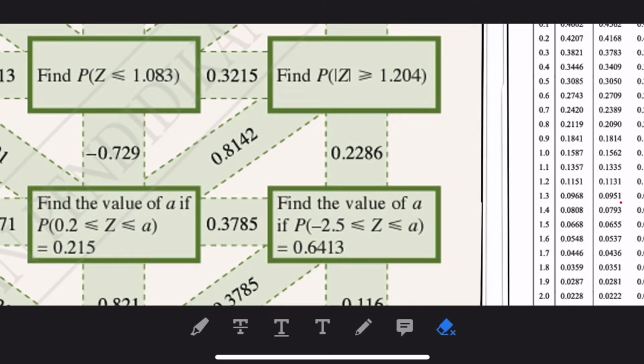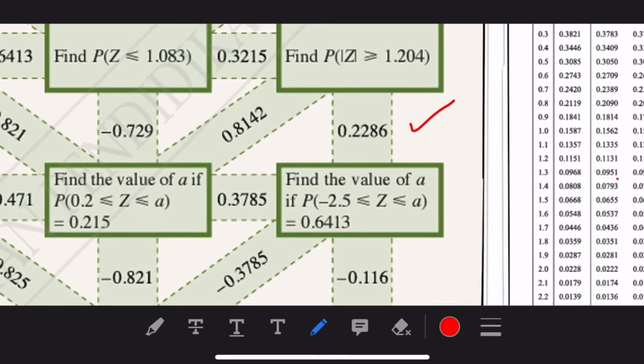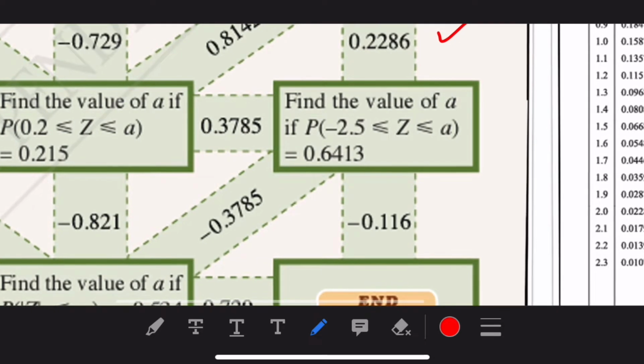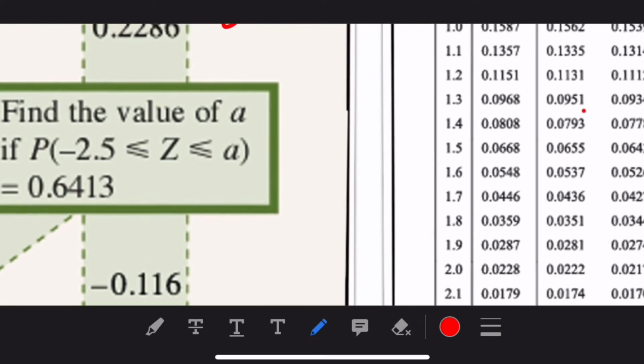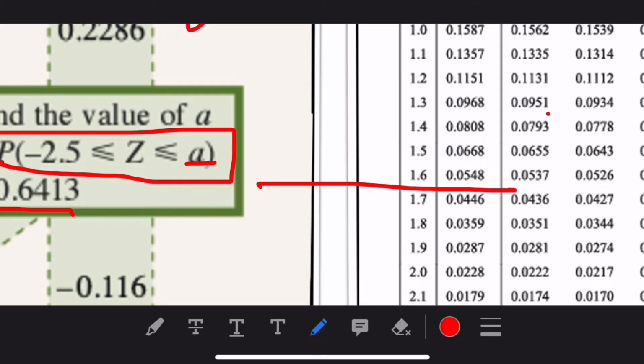In my previous video I did until here, right? So I'm going to start from finding the value of the z-score if they give you the probability like this. Let's say find the value of A, which is a z-score. They give you the probability value. From the probability value given, we have to sketch a bell shape like this. You should know that the middle is always 0.